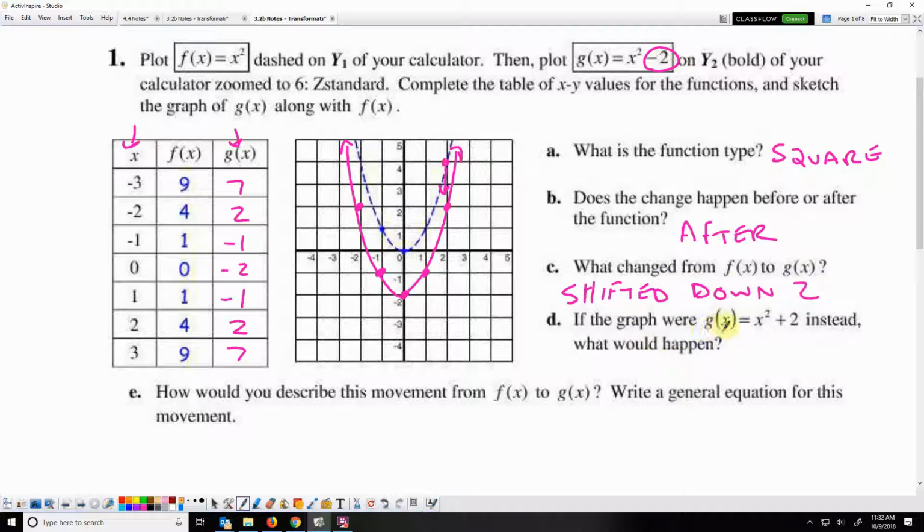Okay, if it were g of x equals x squared plus 2, what would have happened? Then it would have shifted up 2 instead of down 2. So if it was a plus 2 instead of a minus 2, it would have been shifting up 2. So how would you describe this movement? When something shifts, that's called a translation. When it shifts up or down, that is vertical. So I would describe this as a vertical translation.